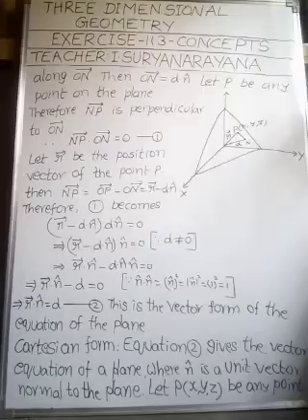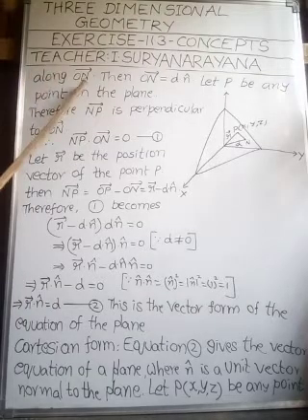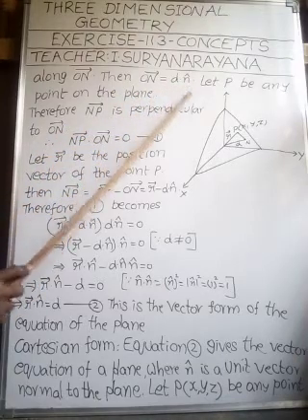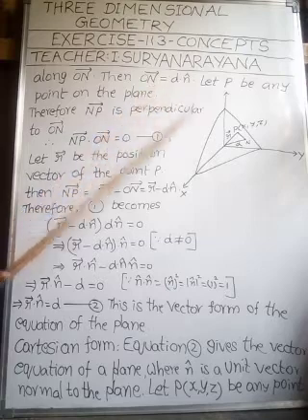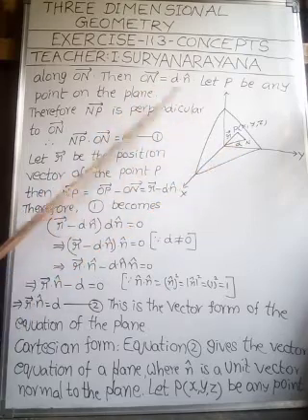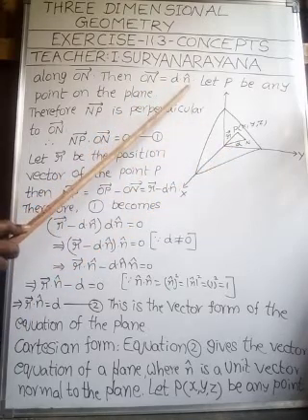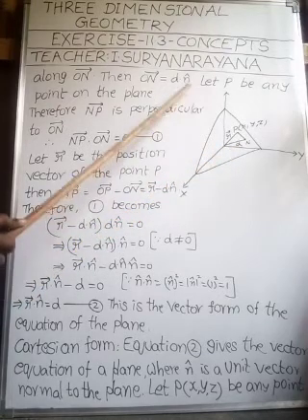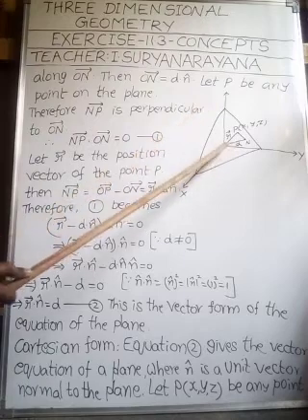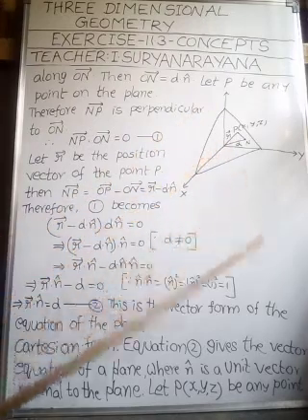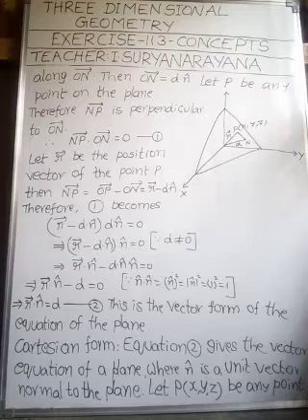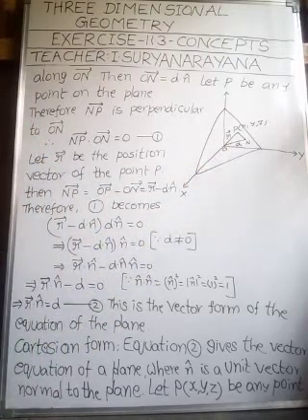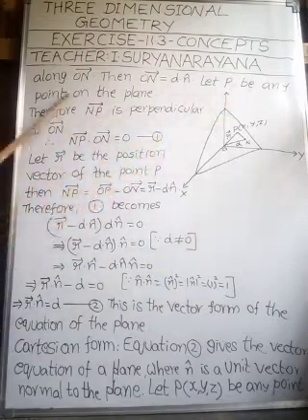Right. Along ON bar, ON bar is equal to d into n cap. Okay, my children, this vector ON bar can be written as d into n cap because the length of this vector is d and n cap is a unit vector along this ON bar. Okay, my children, let P be any point on the plane.